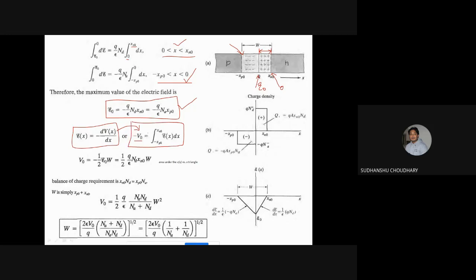Now, the integral of E(x) from -x_p0 to x_n0 actually gives me this triangle. So this integral tells me that the outcome is the area of this triangle. One can find the area of this triangle, knowing that this is E_0 and this is W. So what would be the area of this triangle?